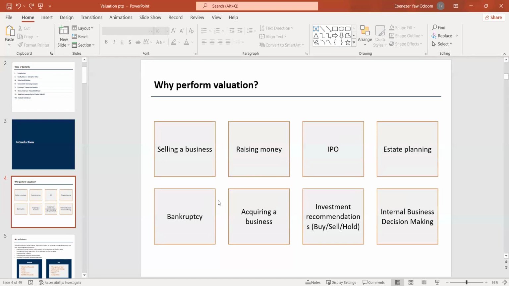So first of all, when we say valuation, we are just trying to estimate the value of a business, and there are a number of reasons why an analyst would want to do that. One of the reasons that triggers the need for valuation is when you want to sell a business. You cannot just come out there and quote a particular price. It will require that you go through proper processes and come out with a reasonable value, estimating the value of the business in financial terms.